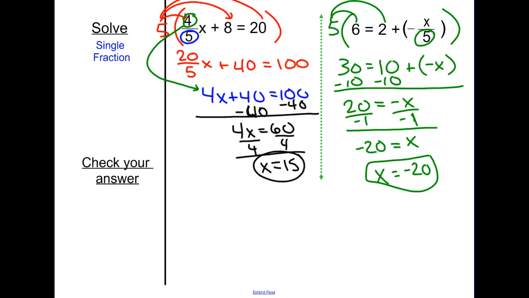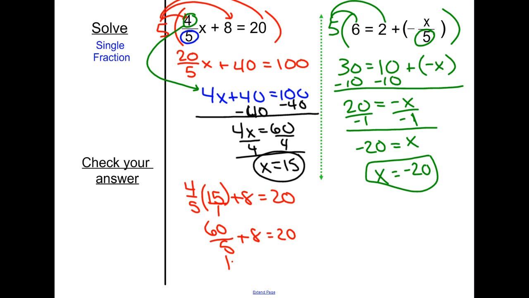Now let's check our answer to make sure we got this right. So I'm going to go back to my original problem to check the answer. We're going to do 4/5 times 15 plus 8 equals 20. Well, 4/5, I'm going to make that over 1. 4 times 15 is 60 divided by 5 plus 8 equals 20. Well, 60 divided by 5 is 12 plus 8 is 20.